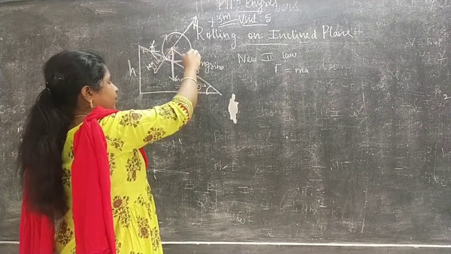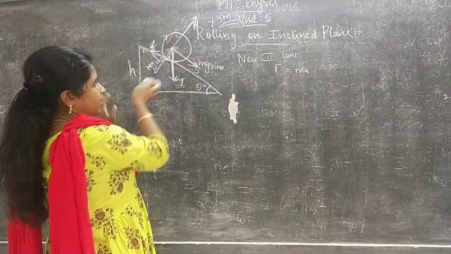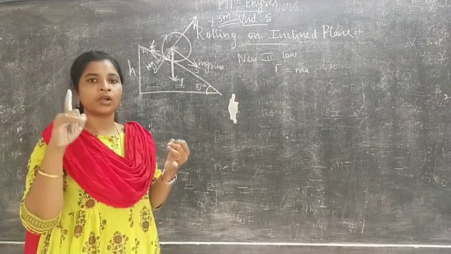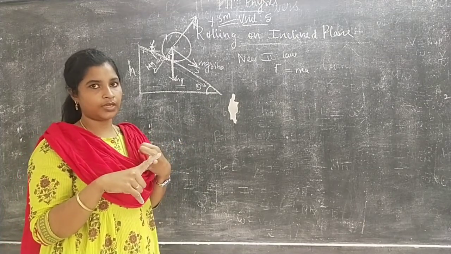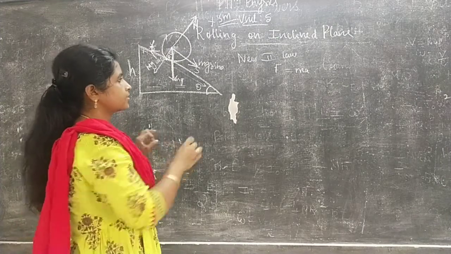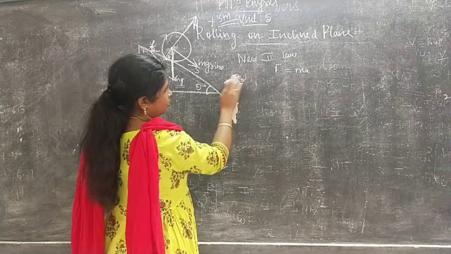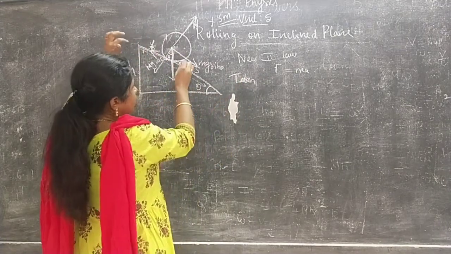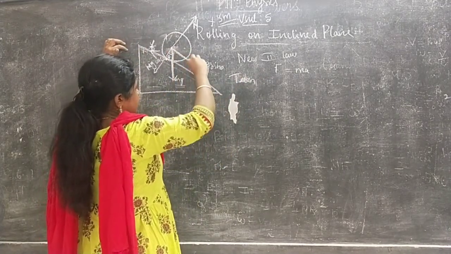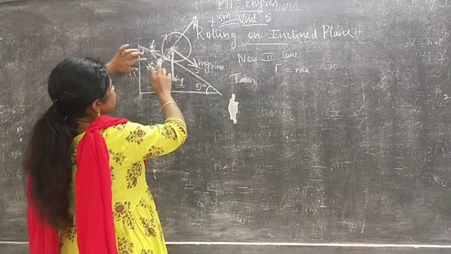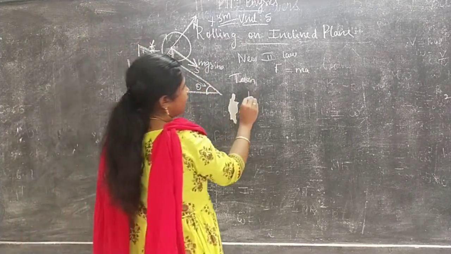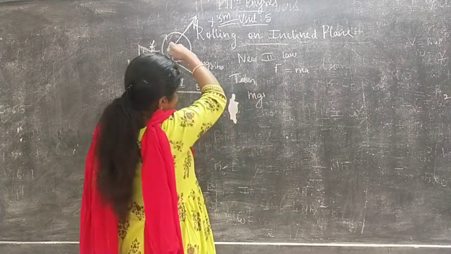Two types of motions are here: one is translational and the other is rotational. First let us take the translational motion. It is provided by this mg sin theta, and it is opposed by a force that is called F. So two forces are acting in this direction.